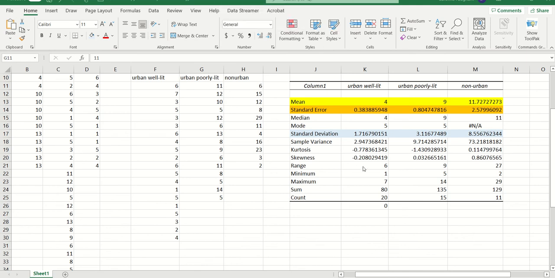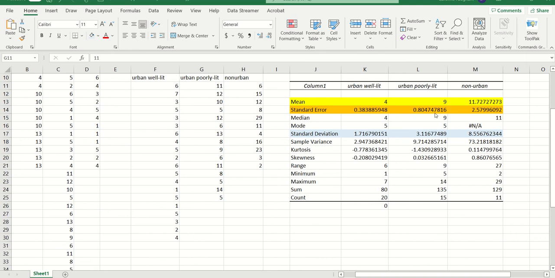So we're back and we are looking at our results from the descriptive statistics. So we've got the three means up at the top: standard error, standard deviation, because we are looking at the accuracy with standard error and the precision with the standard deviation.